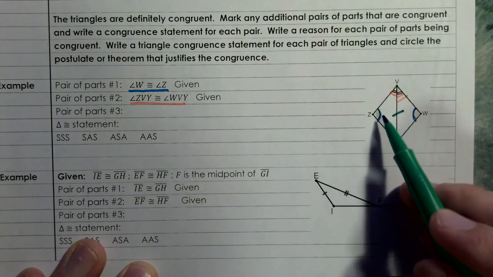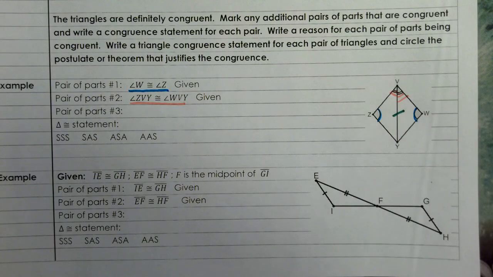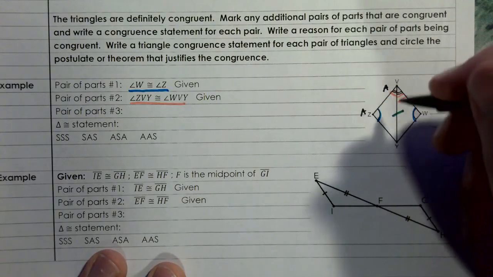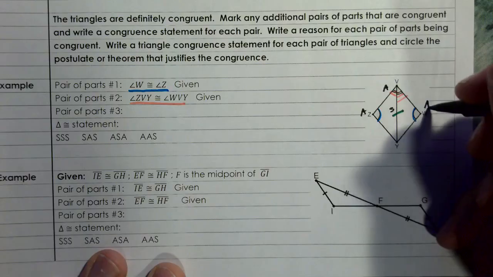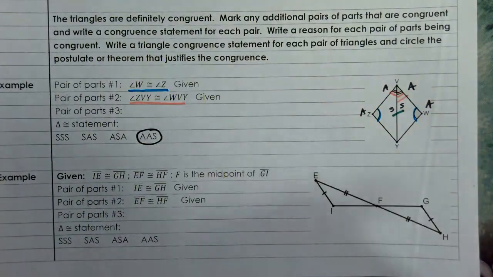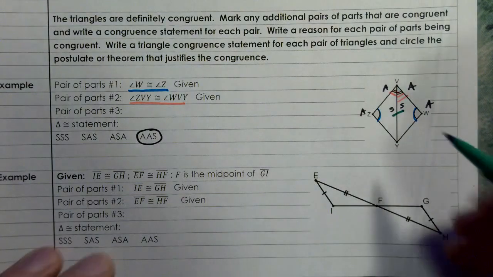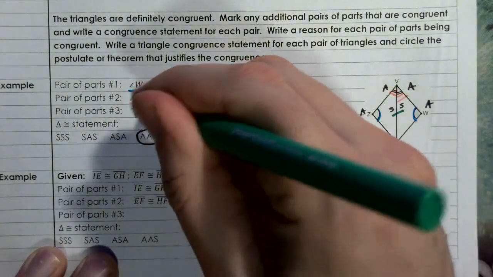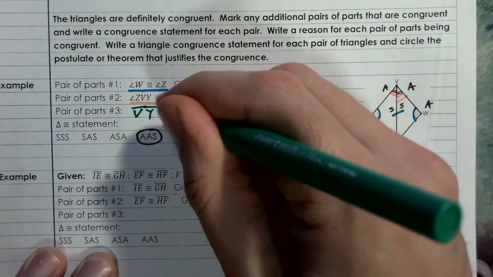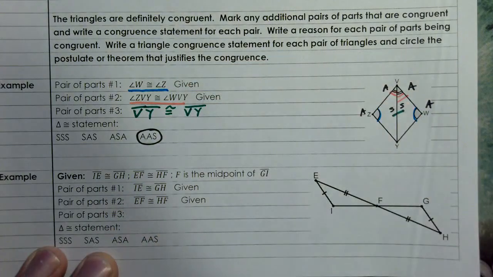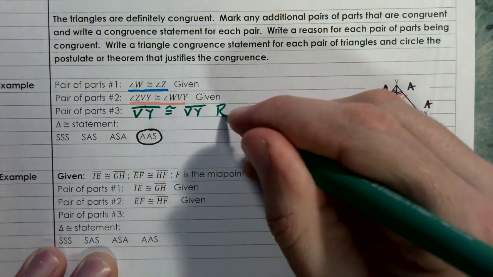So that'll be a nice angle, angle, side. I might as well just mark that right now because I've got a pair of angles, and a side, pair of angles, and a side. So this is angle, angle, side. But I need to write what's going on here with VY. So I know VY is congruent to VY, because that is a reflection of the two.